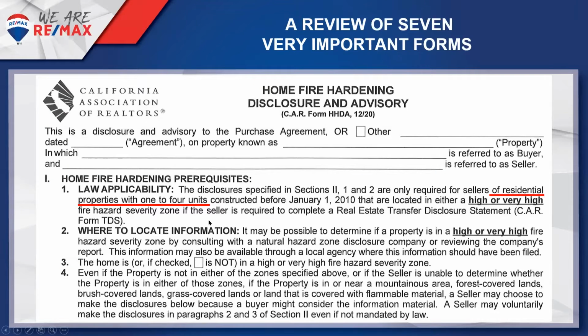So residential one to four units constructed before 2010. So if you've got a property constructed in 2009, they would be required. A property constructed in 2011 would not be required. So the dividing line is January 1st of 2010. And if they are located in either a high or very high fire hazard severity zone. And then finally, if they are also required to complete a transfer disclosure statement.